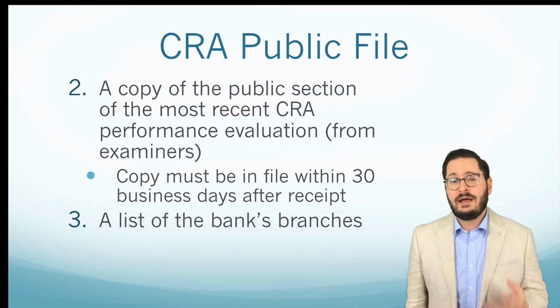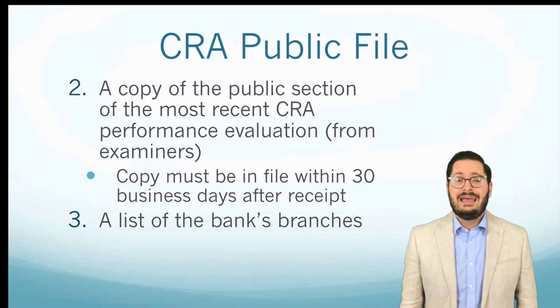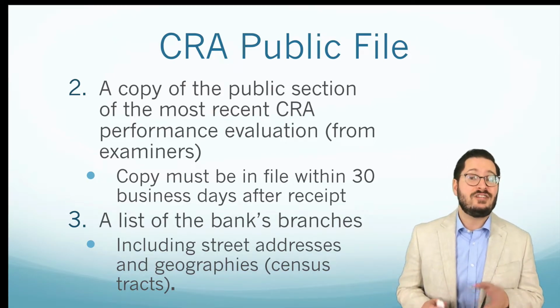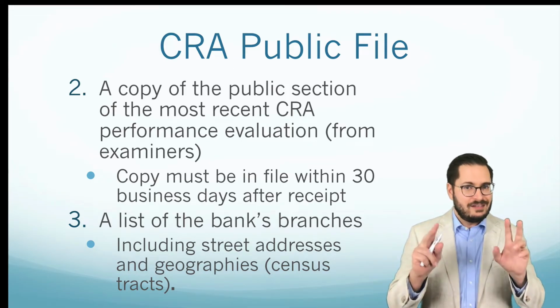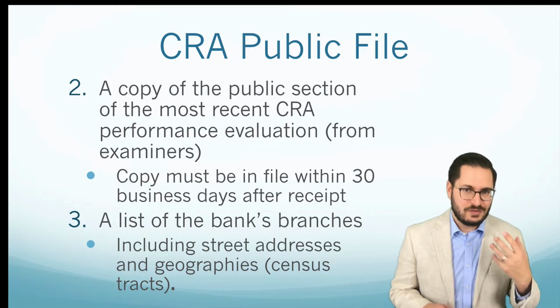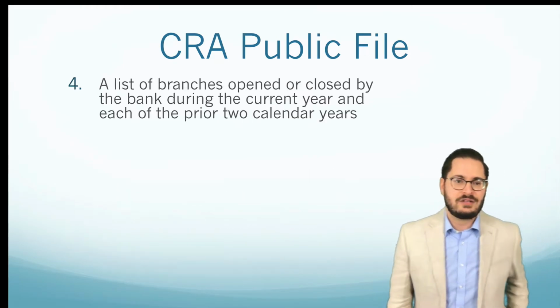Number three, what also has to be in your public file is a list of your bank's branches. In this list, you have to include the street addresses of your branches and the geographies. And by geographies, the rule is very clear that it must be census tracts. So you're not giving latitude, longitude, you're giving the actual census tract, which is considered the geography of your branches.